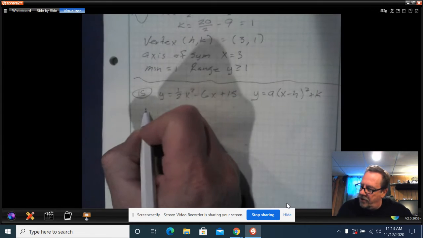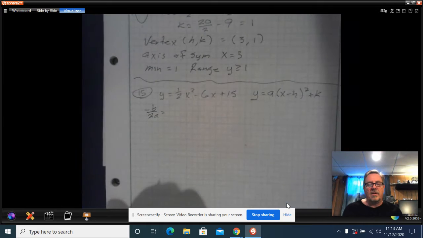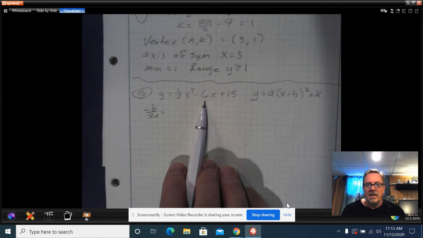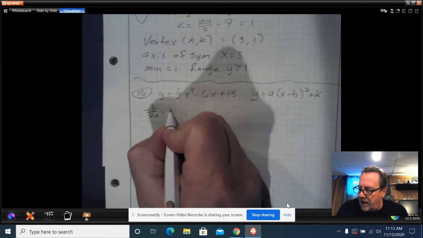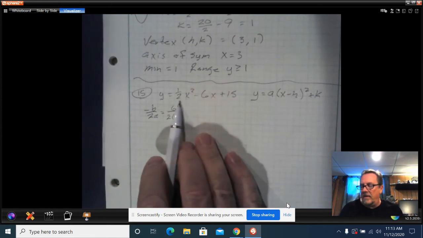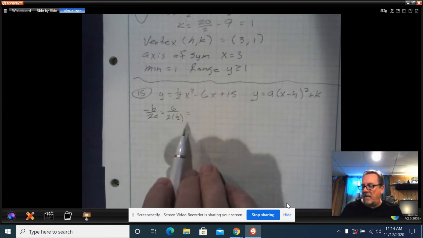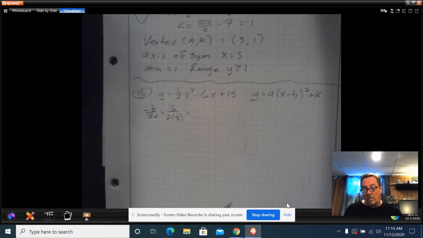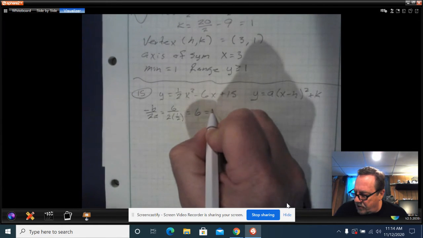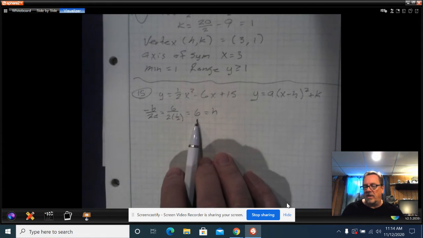To find our h, that's our negative b over 2a, right? That's our little piece of magic. And so we've got to identify our b. In this case, it's negative 6. So a negative 6 is going to be a positive 6, all over 2a. In this case, a is 1/2. So it's 2 times 1/2. So on the top, we have 6. On the bottom, we have 1, because half of 2 is 1. And that's just going to give us 6. So that's our h.